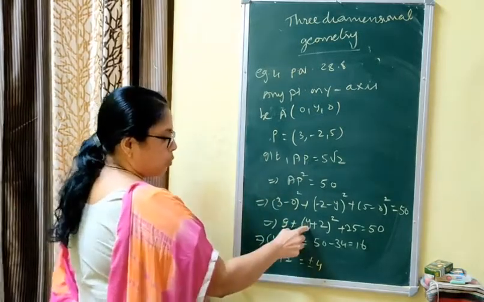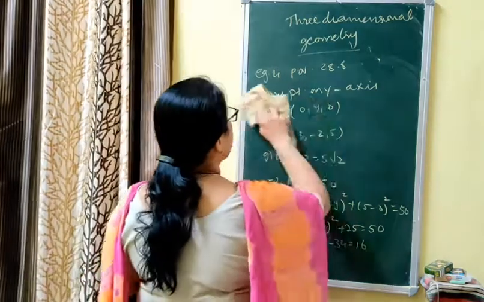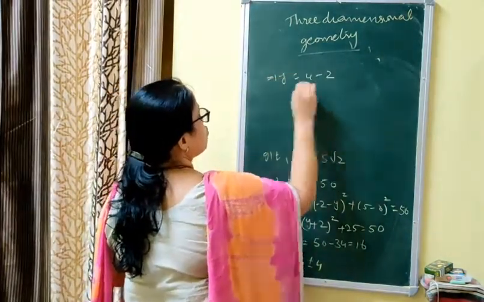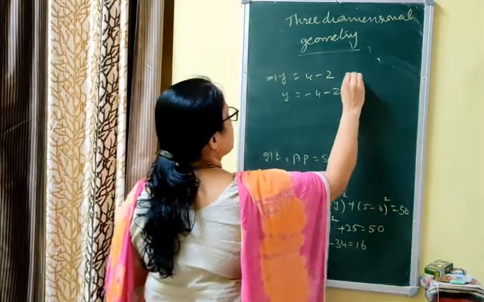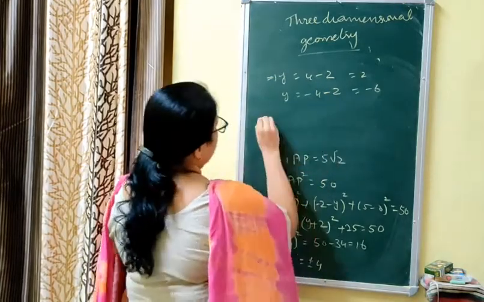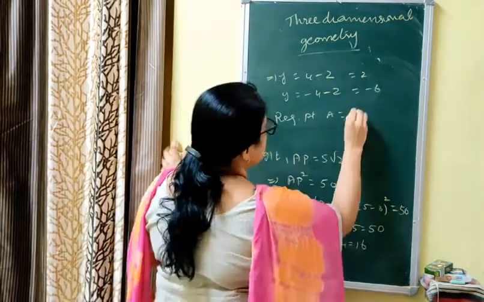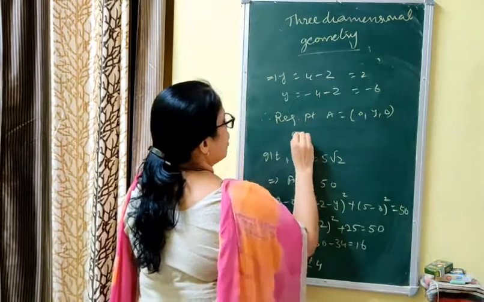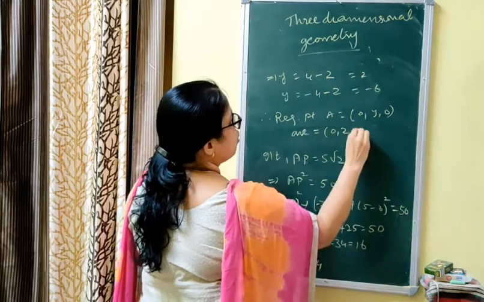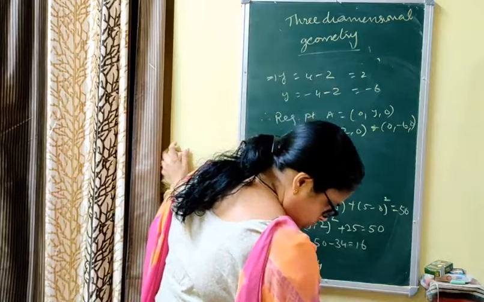See, if we expand y plus 2, then you would have to apply splitting the middle term. I directly took the square root of y plus 2 and got plus or minus 4, but you have to take both plus and minus signs. That implies y is equal to 4 minus 2, or y is equal to minus 4 minus 2, that is 2 or minus 6. That means you got two values of y. Therefore, the required point A, what you assumed as (0, y, 0), there are 2 points. The coordinates of the points are (0, 2, 0) and (0, minus 6, 0). These are the 2 points.